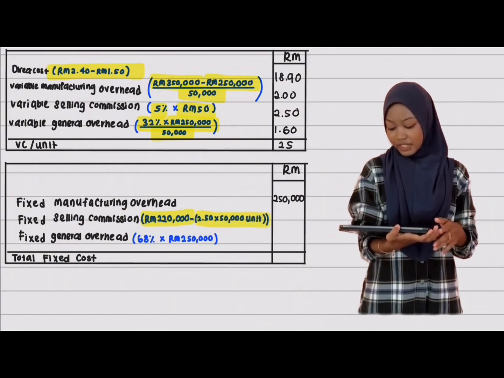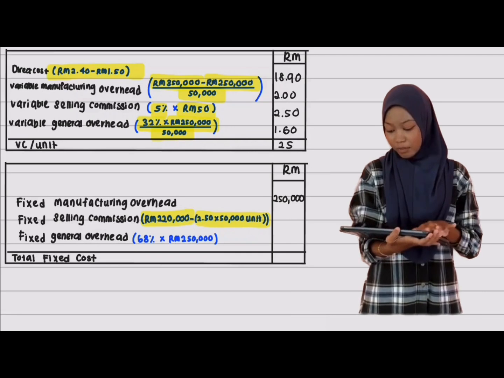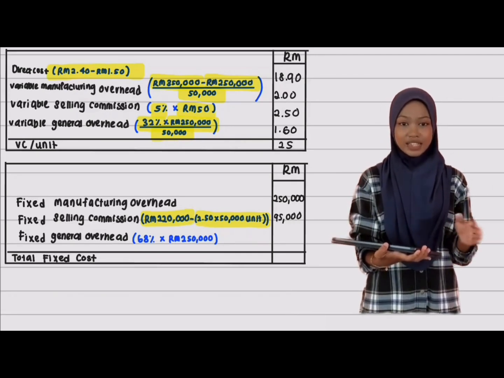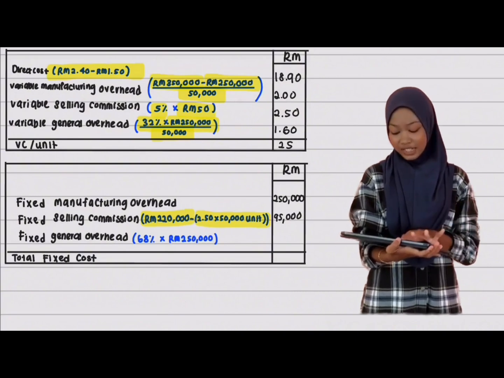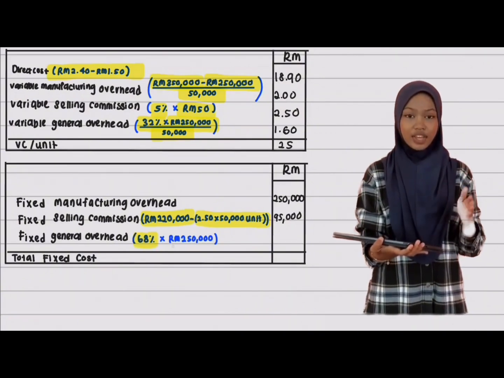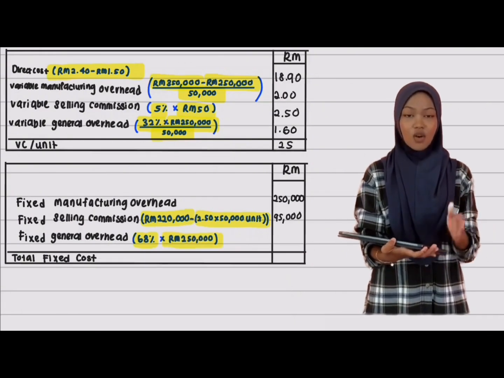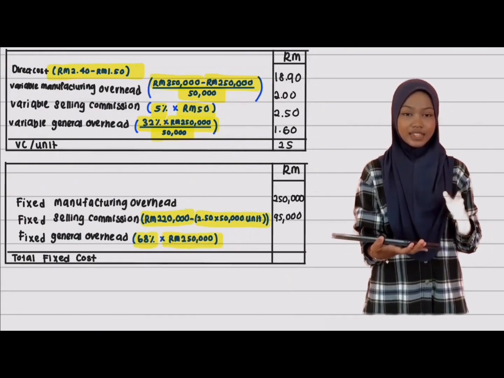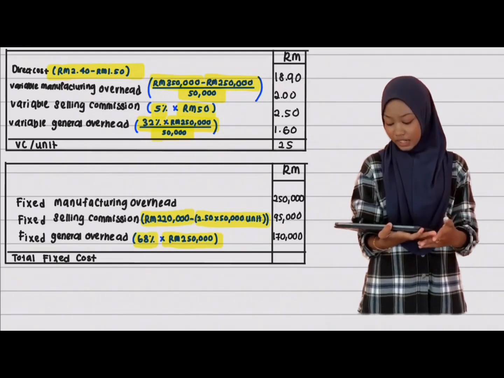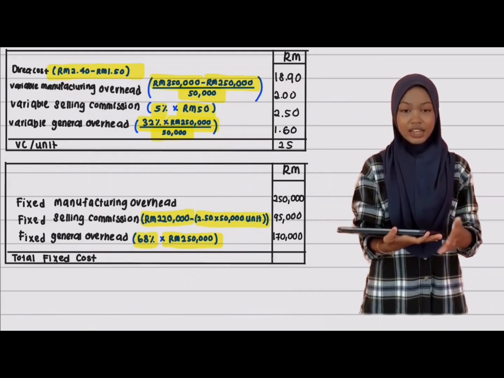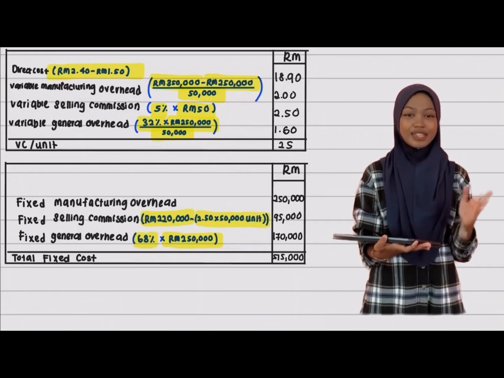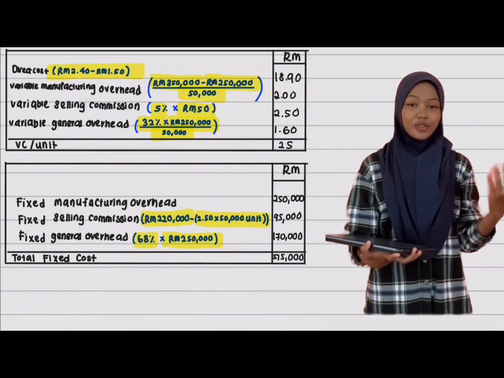Third, fixed general overhead. Based on the question, 32% is a variable cost. So the balance is 68%. So 68% will times 250,000 and you will get 170,000. When you add all the 3 items, you will get the total fixed cost, which is 515,000.